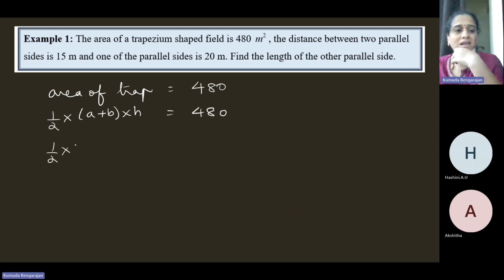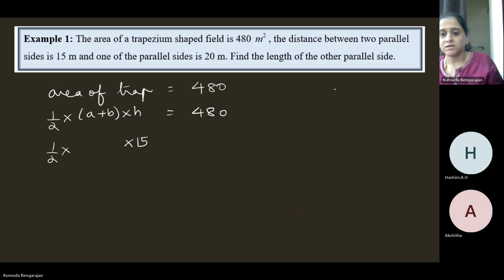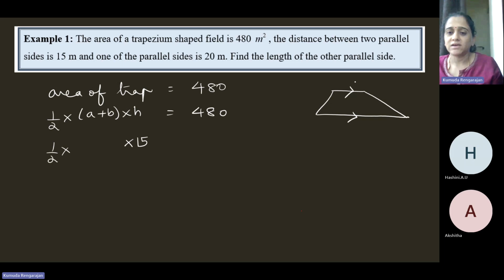Okay, so half into what is given? The distance between the two parallel sides is 15. That means H is 15. What are A and B? A and B are the parallel sides, and H is the distance between the parallel sides. So H is 15 because the distance between the parallel sides is 15. And one of the parallel sides is 20. So supposing A is 20, we don't know B, and the area is 480.